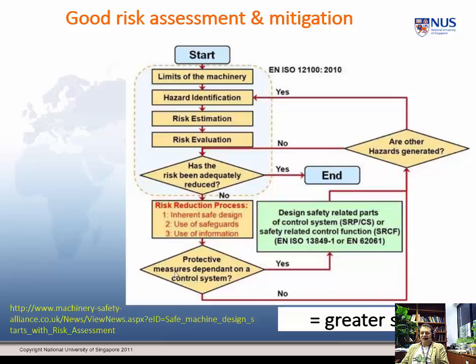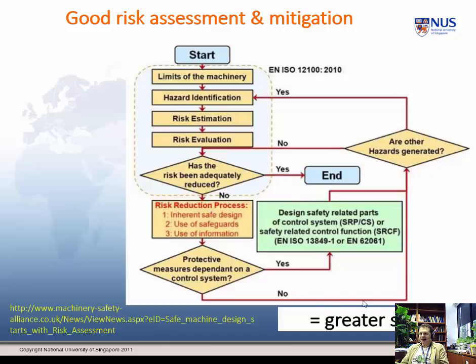The result of this will be to increase either the information or the protective measures. Are the protective measures dependent on a control system? If the answer is no, so you've thought about this, you've improved safeguards, you've given information and maybe modified the system, you come up here and you then ask, are there other hazards you haven't thought about? If the answer is yes, then you go back through here. If the answer is no, you come back to the same question, has it been adequately reduced? And maybe the answer is still no.